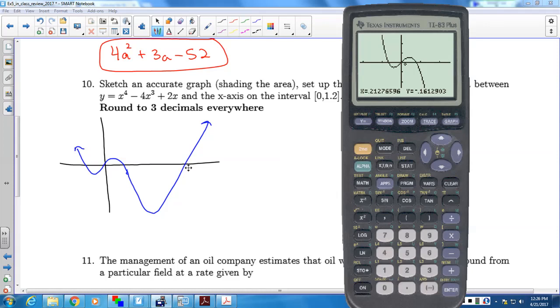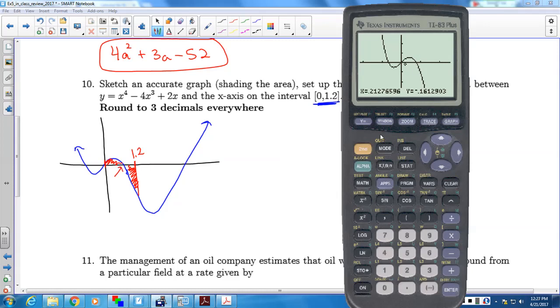But this x-intercept way over here is way beyond our domain. It's just running from 0 to 1.2. So 0 starts at the origin right there. So 1.2, which is about right here on the graph. So I'm going to say about right there, 1.2. So I'm looking for that little area. So I need to know what that x-intercept is.